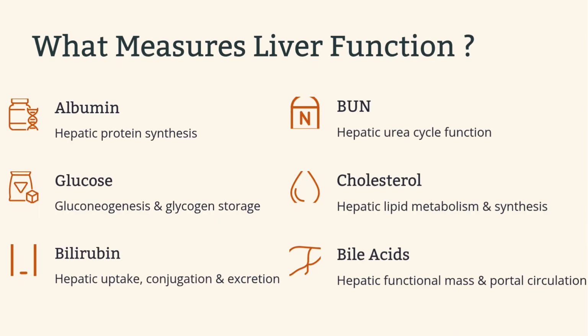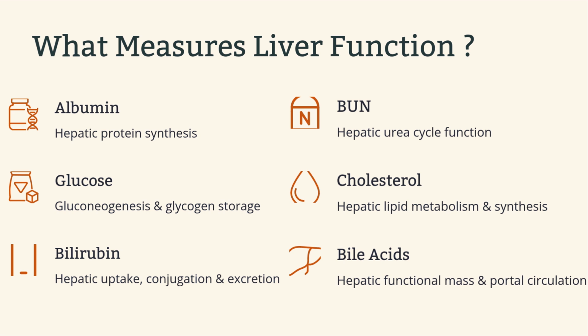So what are the things that measure liver function? Well, there's a number of things, and the things that measure liver function are albumin, which is made by protein synthesis in the liver. Glucose is made as well by the liver through gluconeogenesis and storage of glycogen.